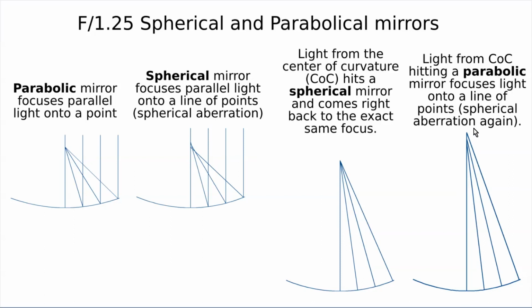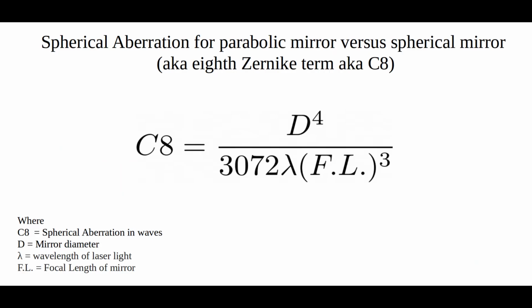This is also called spherical aberration. You might think it's different from the other spherical aberration, but the wavefront has the exact same shape. So when testing with a Bath interferometer, the difference between a perfect spherical mirror and a perfect parabolic mirror exists only in the spherical aberration term of the Zernike terms.